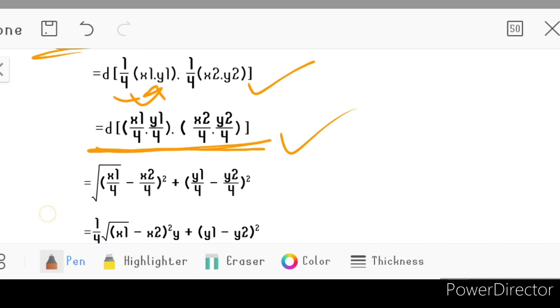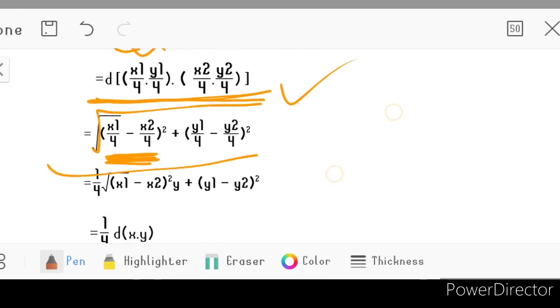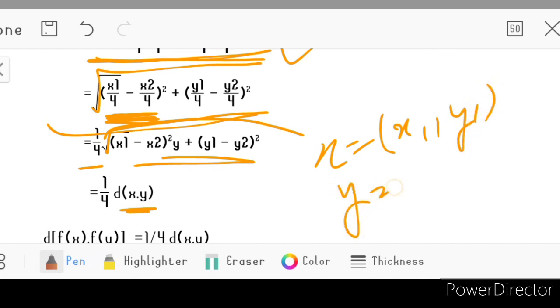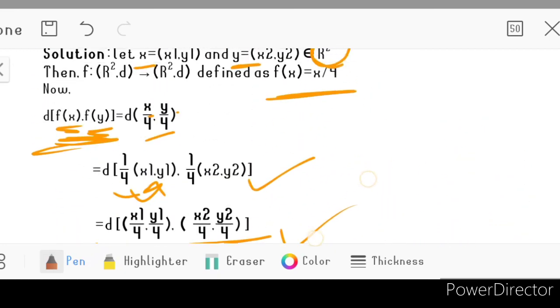The distance between two points is, of course, this, whole under root: the difference between the points, whole square, plus (y1/4 minus y2/4) whole square. We take 1/4 common, and the whole thing under root, and the rest remains the same. And what is the definition? We can write it as d(x, y), the distance between two points, where x = (x1, y1) and y = (x2, y2). Let me confirm it.